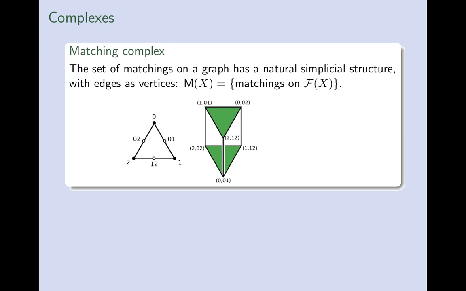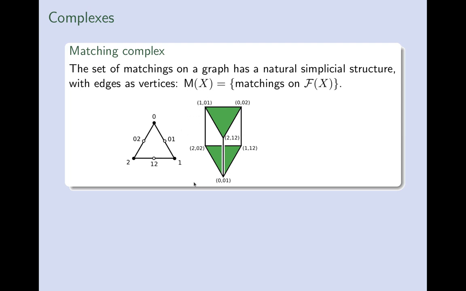Basically, we are just considering all possible matchings on the face poset of a given simplicial complex. And it's not hard to see that this has the structure of a simplicial complex on its own, since if we remove any edge from a matching, we still get a matching. And all the singletons belong to the simplicial complex. For a simplicial complex X, we denote this by M of X.